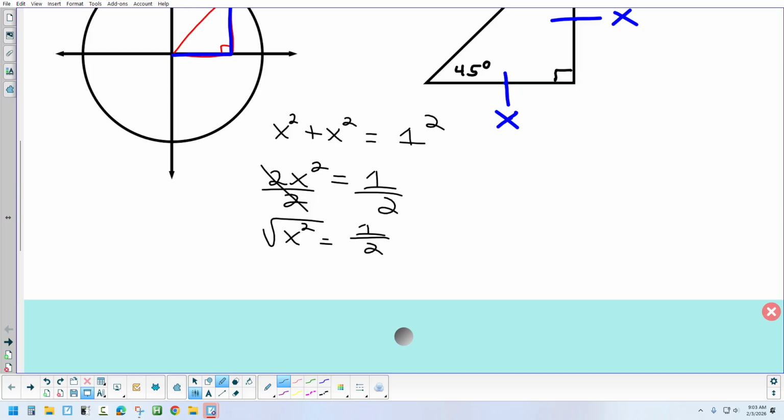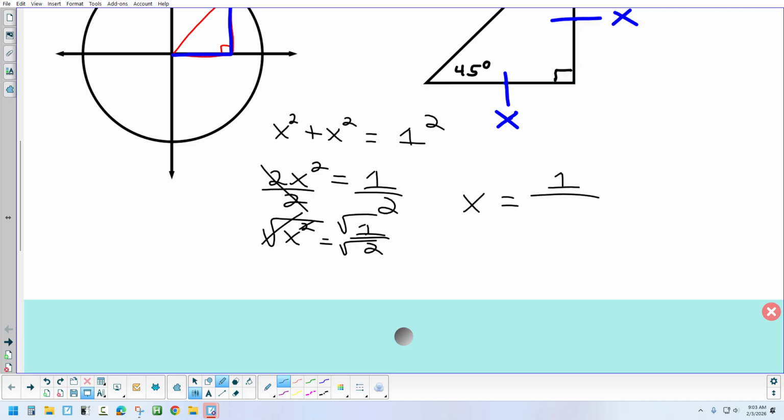And when you square root the left, you also have to square root the right. And the way you square root a fraction, you do the top and you do the bottom. That's how you square root a fraction. So what happens on the left? Just x. Square and square root cancel. And now let's simplify what we can here. The top is good. What's the square root of 1? 1.